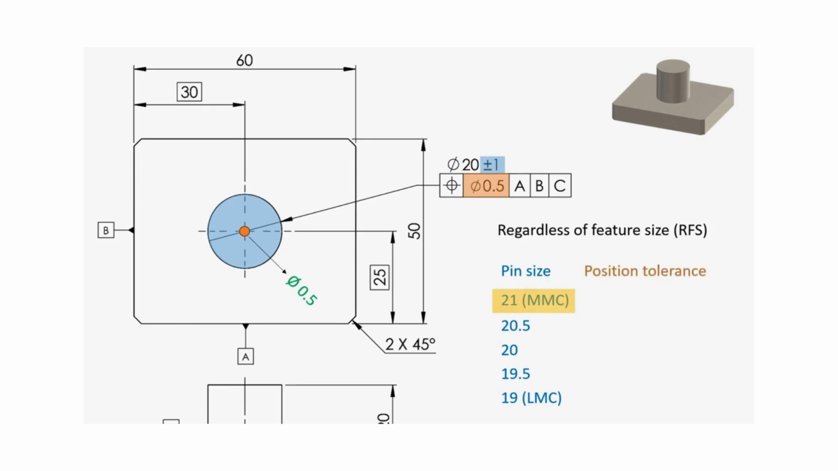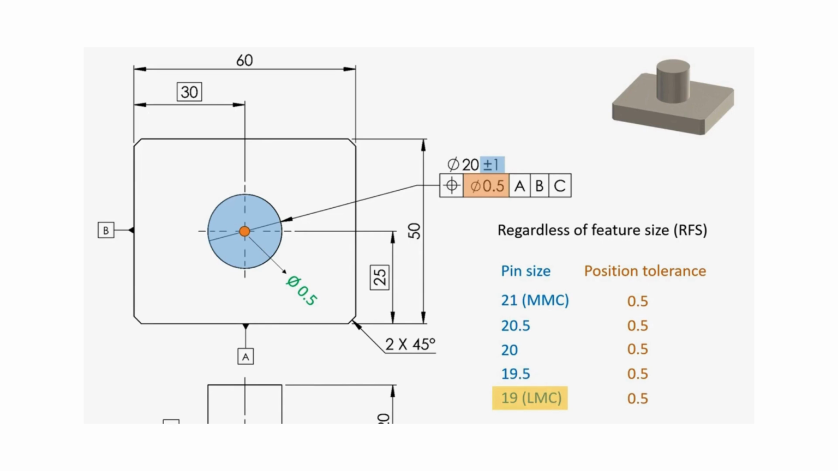If the pin is produced at 20.5 mm, the position deviation will still be 0.5 mm. Pin size 20 mm, allowable position deviation 0.5 mm. Pin size 19.5 mm, allowable position deviation 0.5 mm. Pin size at LMC 19 mm, allowable position deviation will remain 0.5 mm.